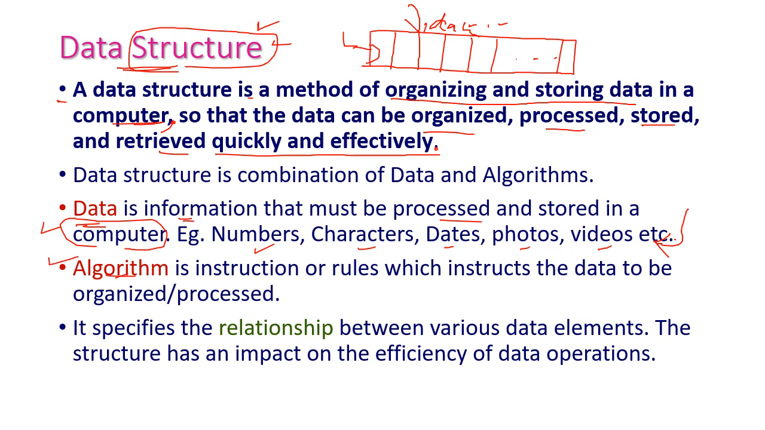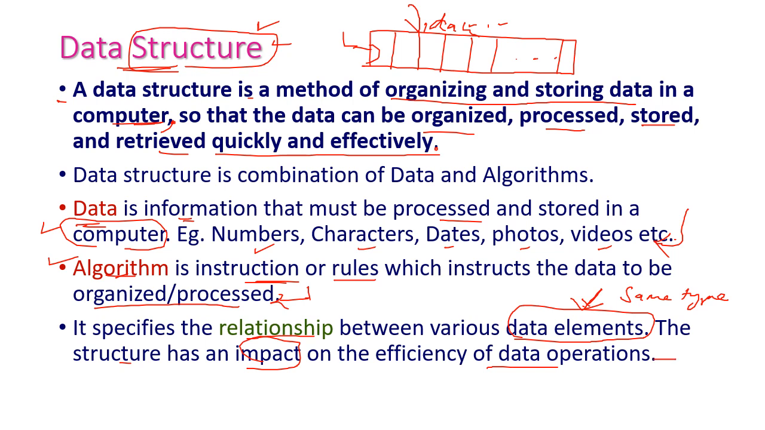And the next one is algorithm. The algorithm is a sequence of instructions or rules that is used to organize or process the data. That is, it specifies the relationship between various data elements. So in the data structure, the data to be organized should be of the same type, right? The structure has an impact on the efficiency of data operations. If the structure is perfect, then the operations performed on the data will be very easy, and the result will be effective or efficient, right?